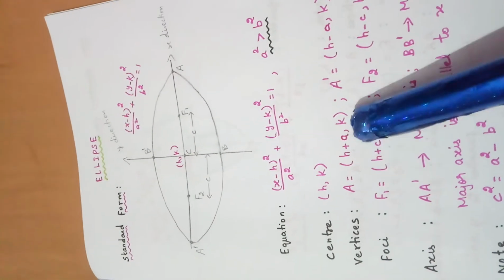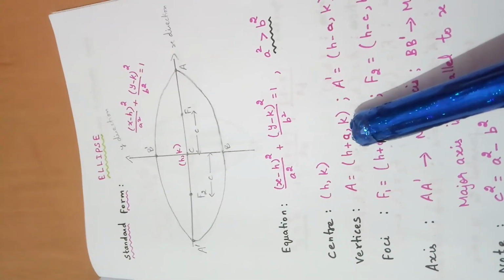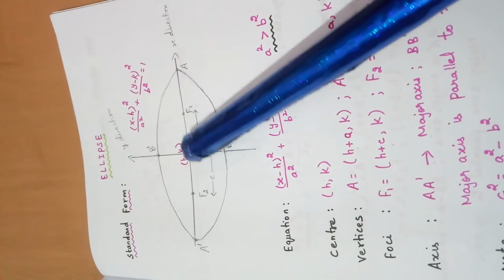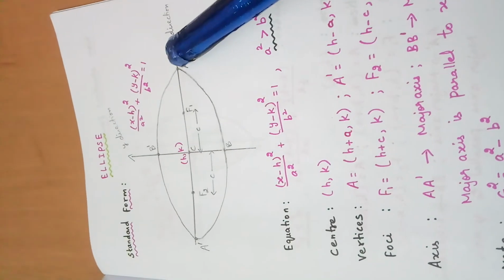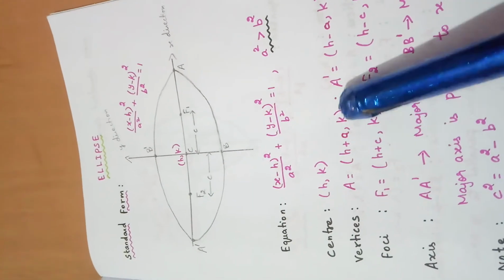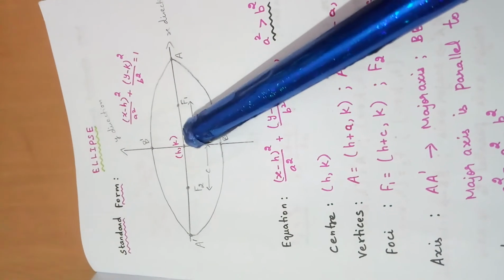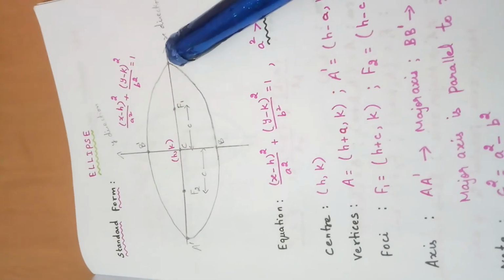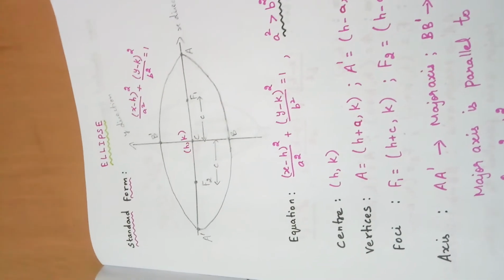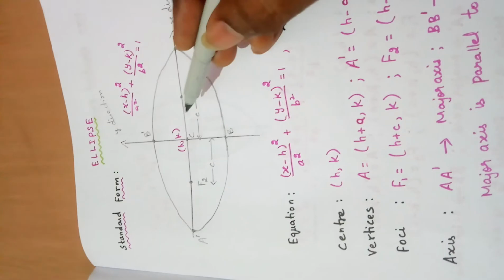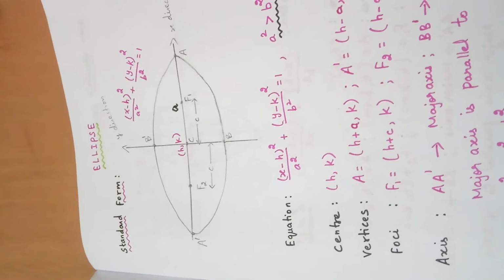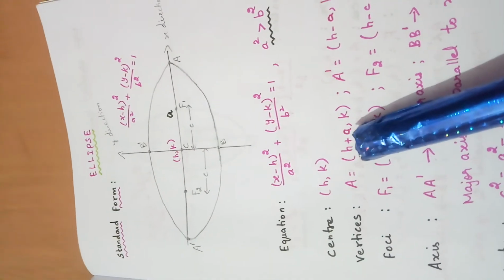From this itself, by seeing the diagram, you should know one thing. It is given as h plus a comma k. The x coordinate of the center point is h, and the vertex A is given by the formula h plus a comma k. The meaning is, from center to one vertex, the distance is small a. From center to one vertex, the distance is given as small a. And if you see, that is why the formula has h plus a.